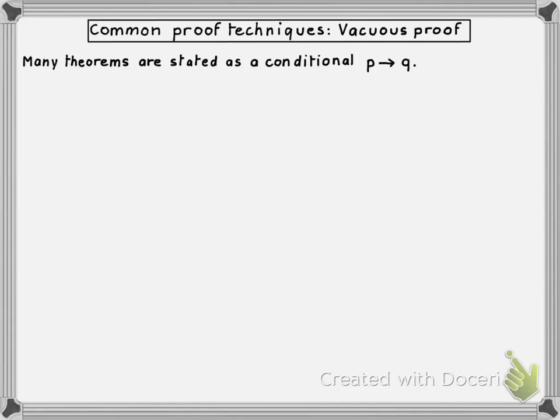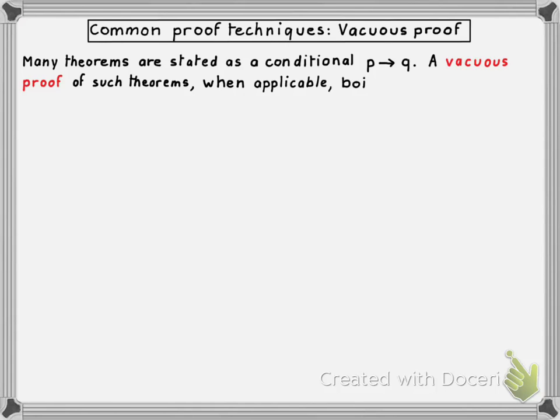Now remember that the conditional P implies Q is always true when its hypothesis P is false. And if that's the case, that's a situation where you can use a vacuous proof. So here is the definition of a vacuous proof of a conditional P implies Q. All you have to do is to prove that the hypothesis P of the conditional is false. And that's enough to prove the conditional.